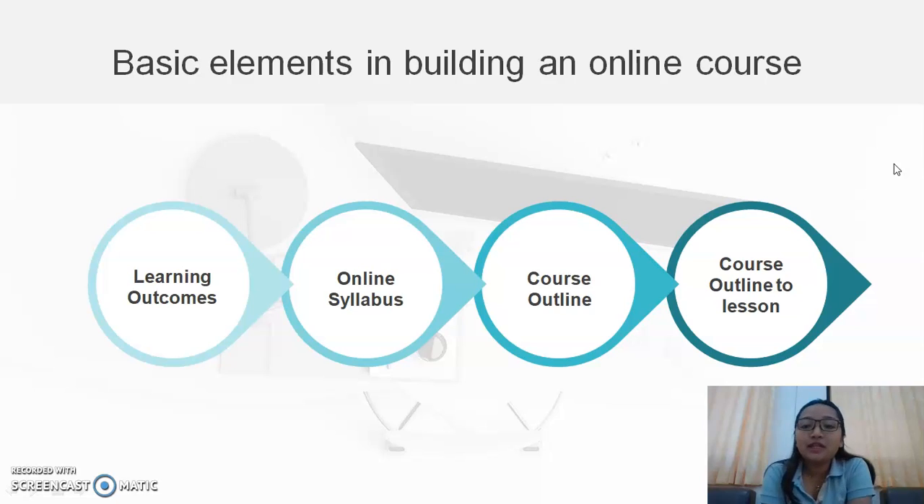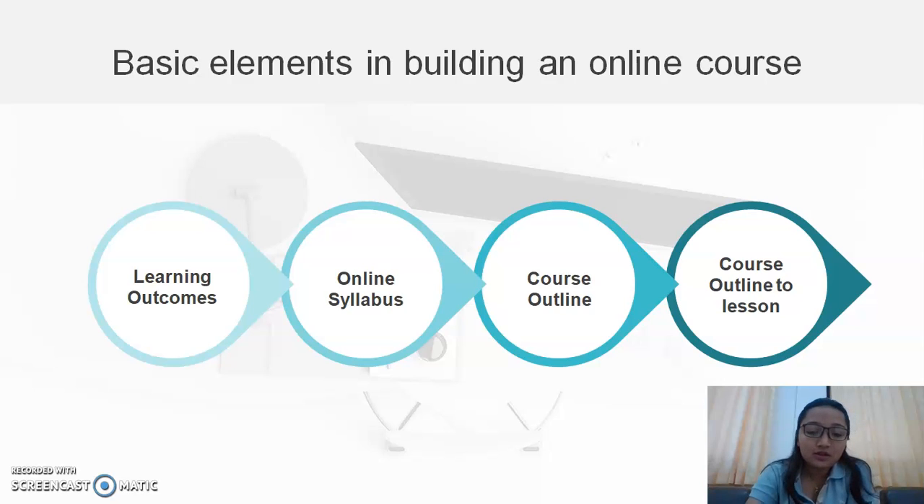Now, in building an online course, we have to consider their basic elements. So there are four basic elements in building an online course. The first is learning outcomes. Learning outcomes should be specific, measurable, and clear, and also defined. We have to make sure that course materials are related to their learning outcomes and also provide students with the resources and supported activities.